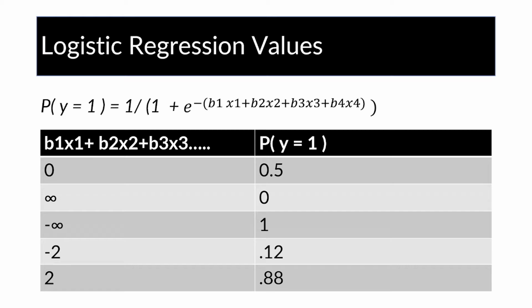Here we see that if b1 x1 plus b2 x2 plus b3 x3 is 0, then the probability is 0.5. When it is infinity, the probability is 1. When it is minus infinity, it is 0. At minus 2, it is 0.12. At plus 2, it is 0.88.